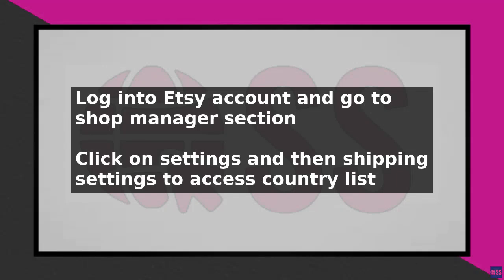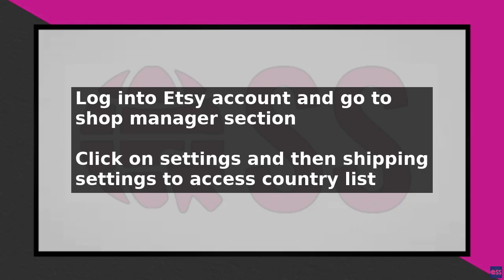To exclude a country in Etsy, you need to start by logging into your Etsy account and going to the Shop Manager section. Once you are in the Shop Manager section, click on Settings and then Shipping Settings. In the Shipping Settings section, you will see a list of all the countries that you currently ship to.